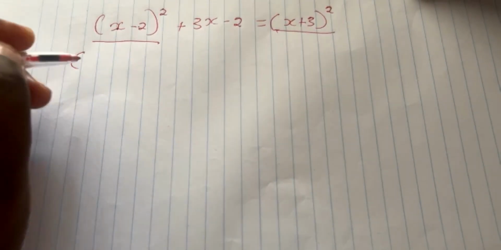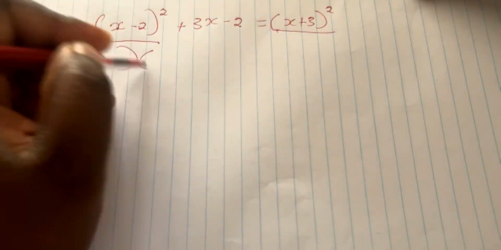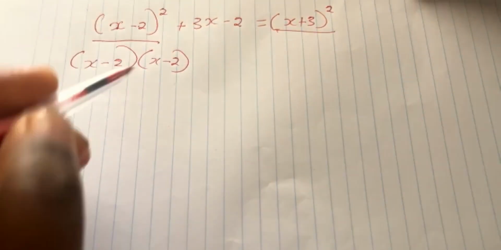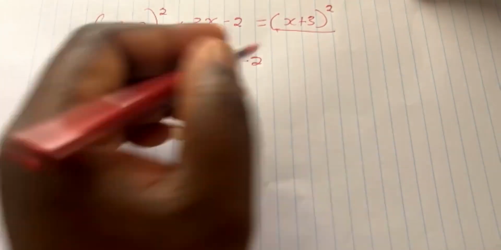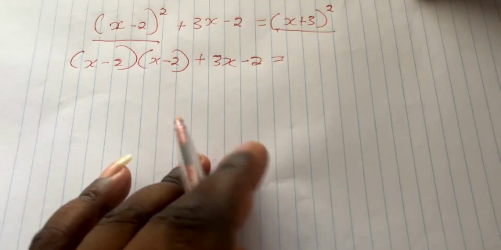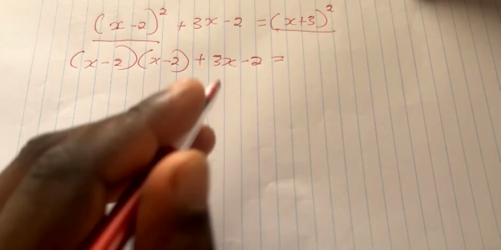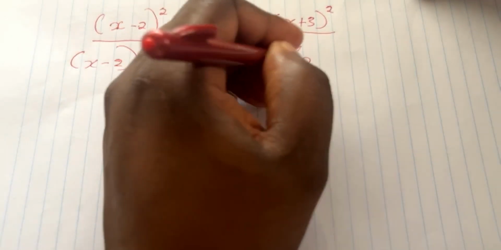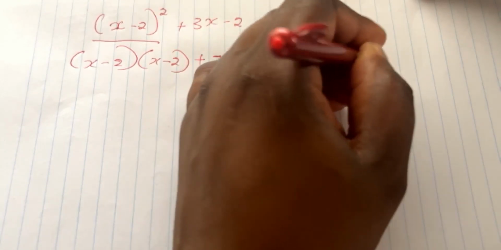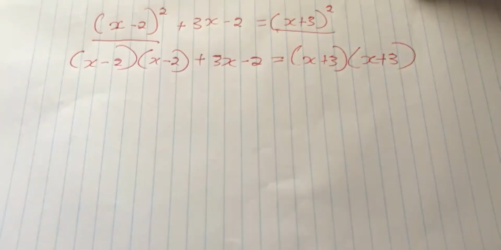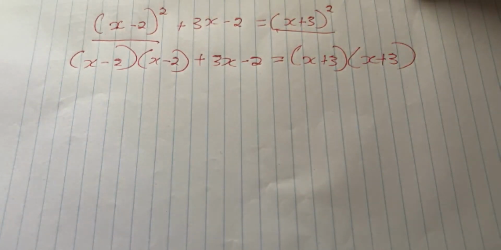This one is more like having x minus 2 multiplied by x minus 2, okay? And then we just copy down the rest on the first part, then equals to. Then the second part, we have to expand x plus 3, in the brackets, x plus 3. So our equation has been expanded in this manner. So what do we do?